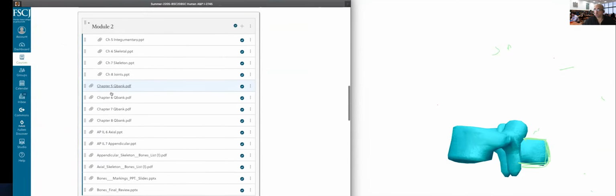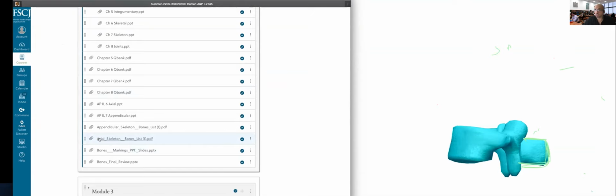And again, where can you find the list? Under module 2, you're going to have two lists, the axial skeleton bones list and the appendicular skeleton bones list. Those are the two lists of bones, bone landmarks, all the information. Function, articulations, everything that might be tested is going to be on this list. So it's very, very important to study every single word on those lists and to be able to identify them.